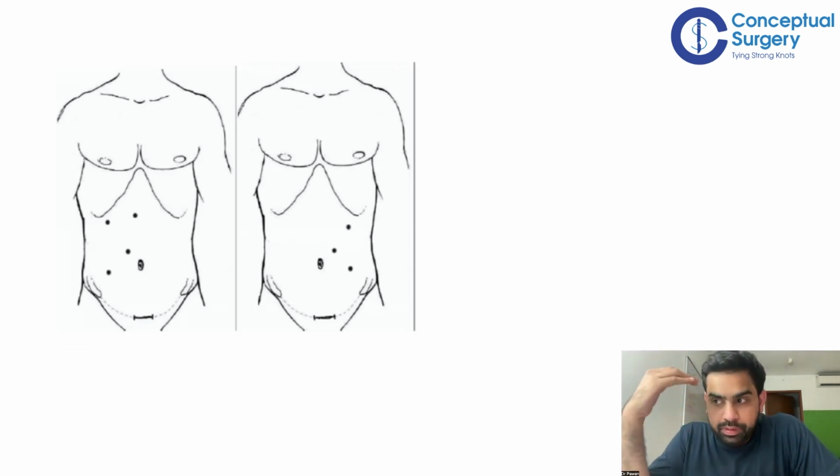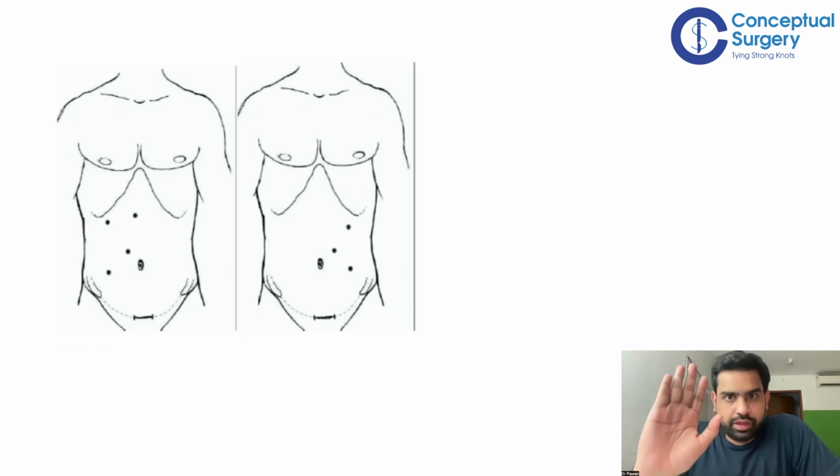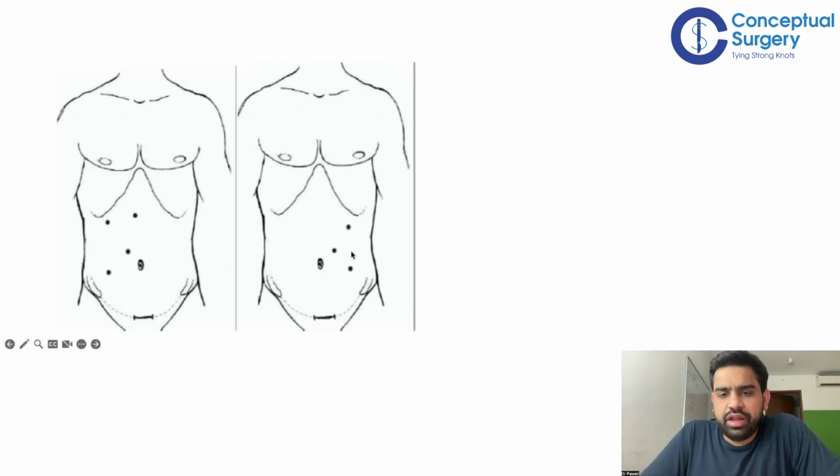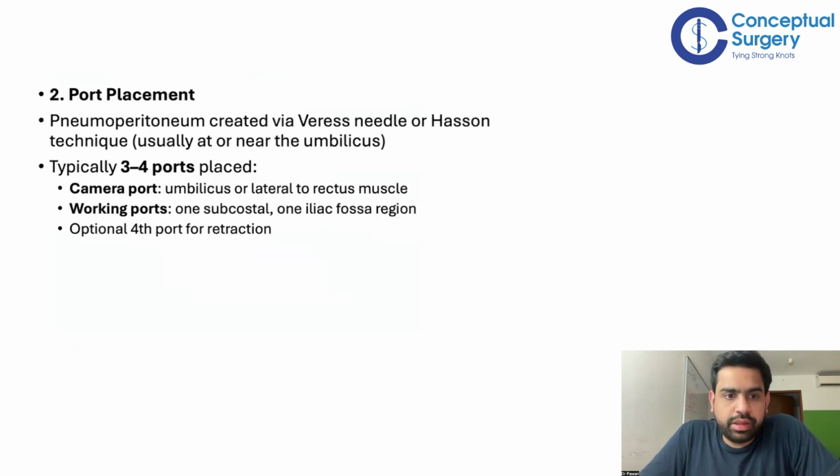Now, this is just a rough understanding of the port placement. As you become more experienced with laparoscopic surgery, you will place these ports in a better manner. Especially in obese patients, you have to shift these ports a bit more lateral. This is on the left side if you want to do a left nephrectomy. On the right side, an additional port is needed in order to retract the liver. Okay, so port placement is done.